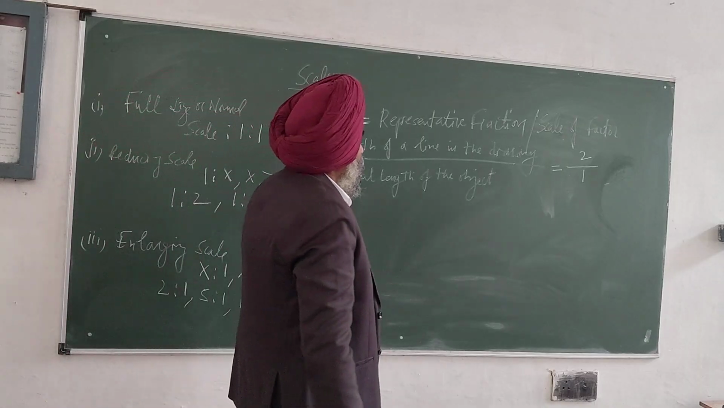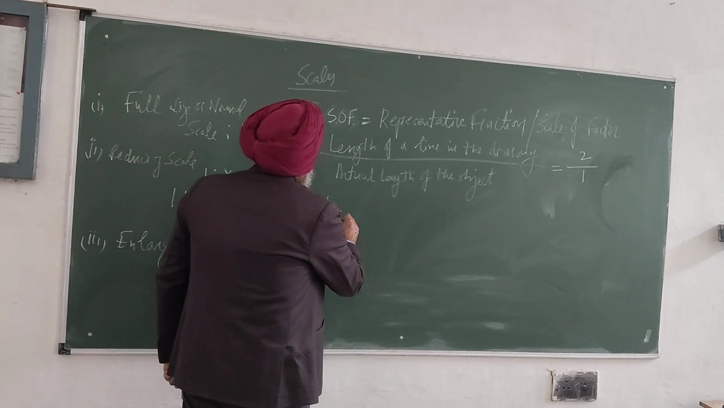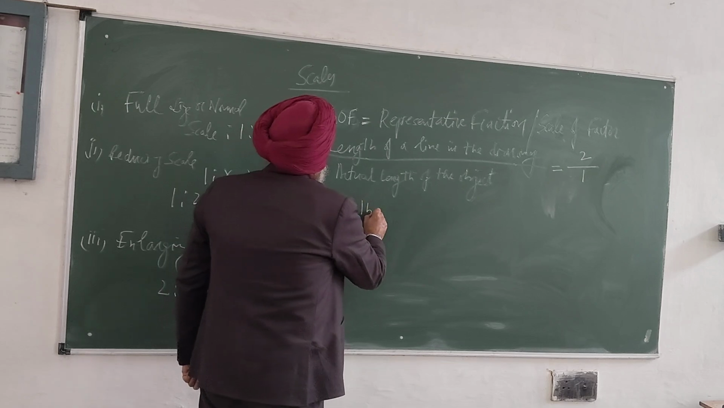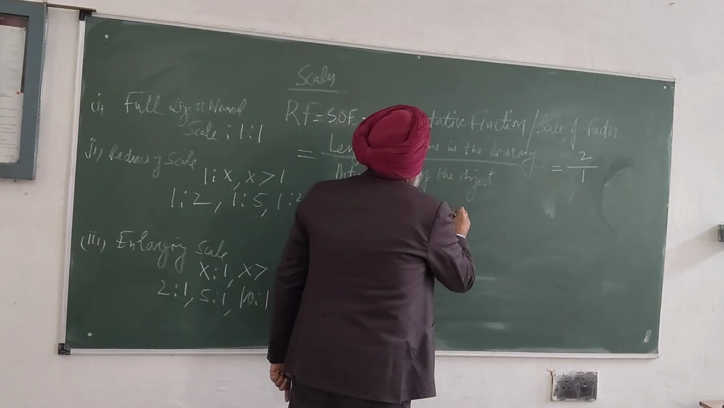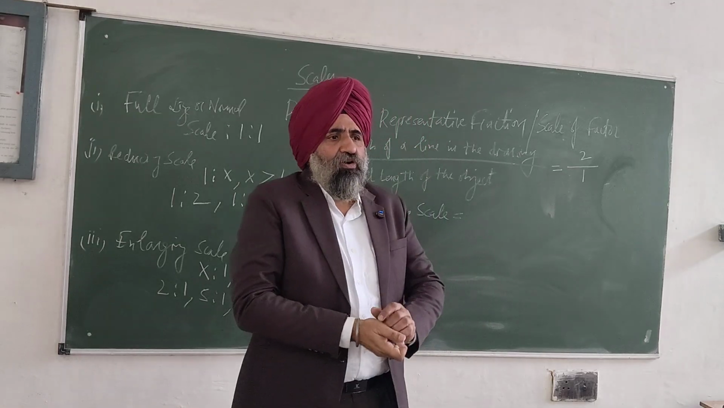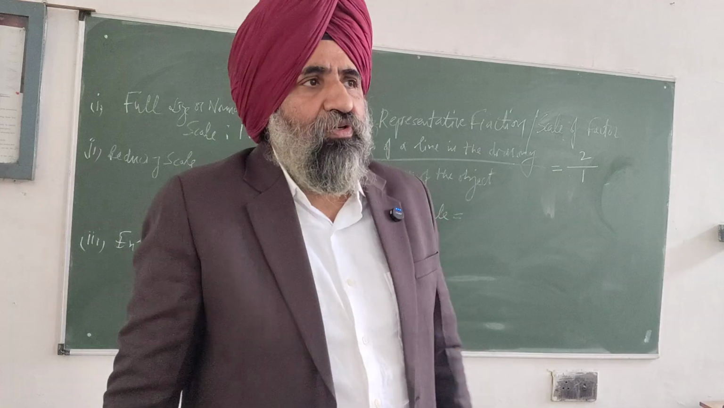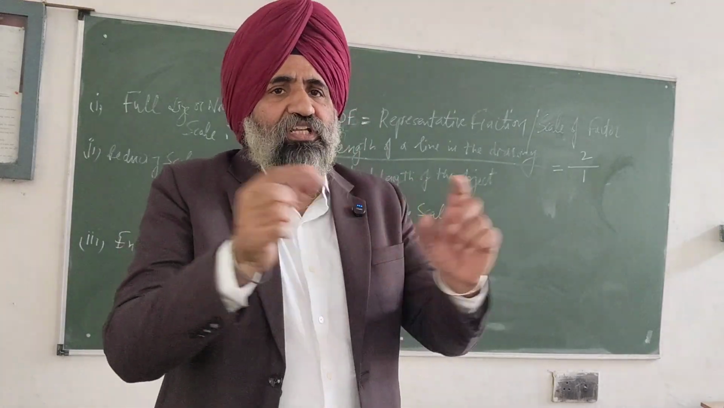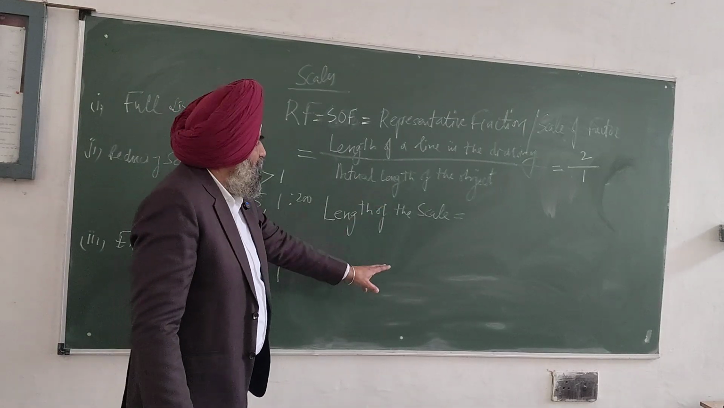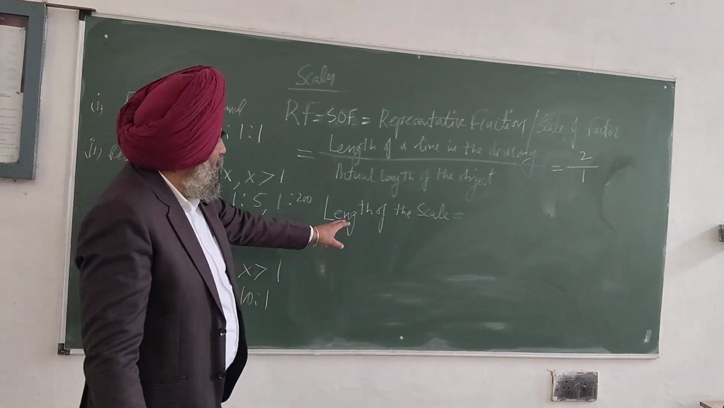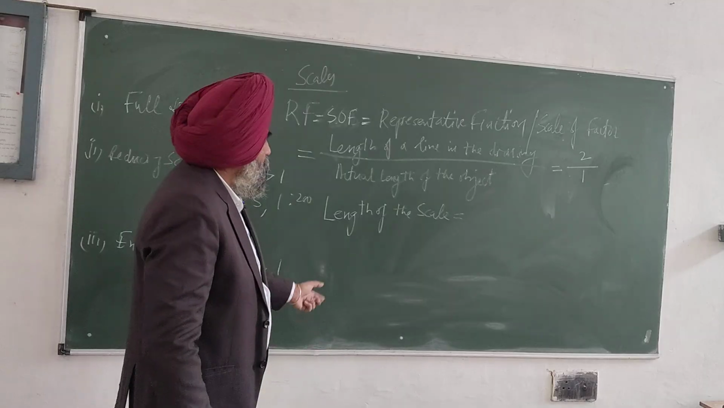There is another important factor that is called length of the scale. Probably you might have seen in lower classes the different types of scale where this RF is mentioned. The same thing is here. You can use those scales here. Length of a scale, what does it decide?